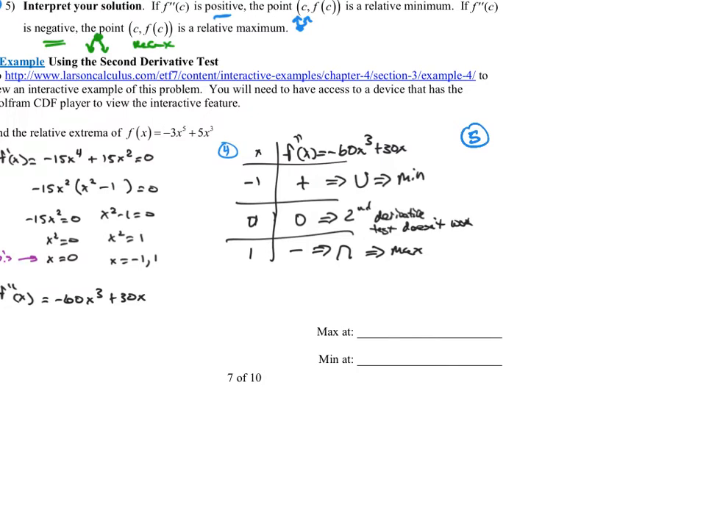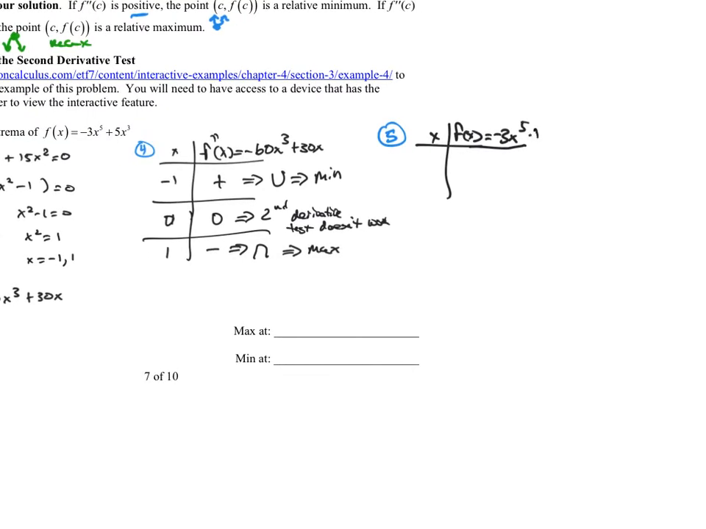Okay, so let's look now at what step 5 would be. Step 5 would be determining which points are actual maximums and minimums, and the way that you do that is you actually have to plug it into the original function. Remember, the original function here is negative 3x to the 5th plus 5x cubed. The numbers that we know for sure that we have to plug in are negative 1 and 1.